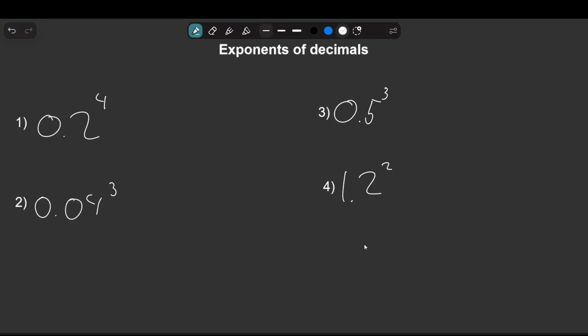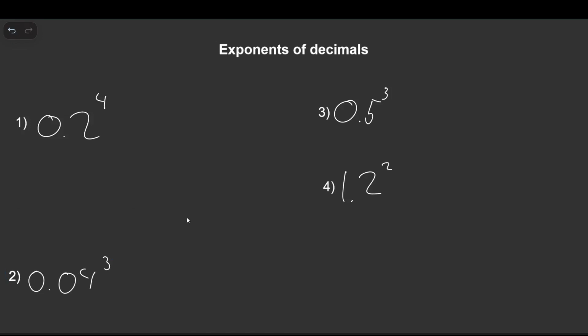In this video I'm going to be covering exponents of decimals, and we're going to go through 4 examples on your screen in order to help you get this out. So let's jump right into number 1, where we have 0.2 to the power of 4. So this means we have to expand the 0.2 4 times.